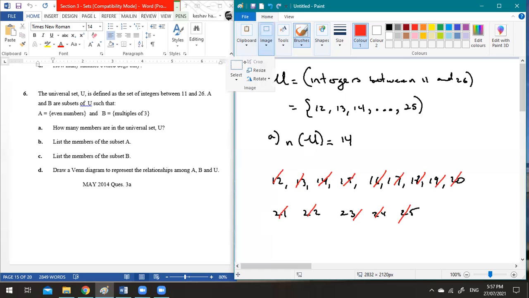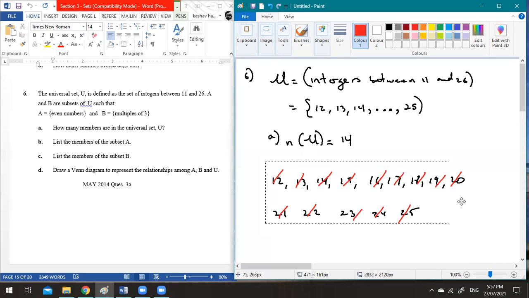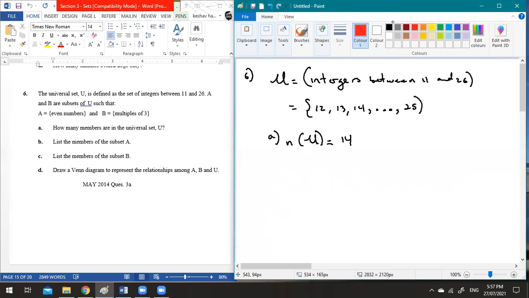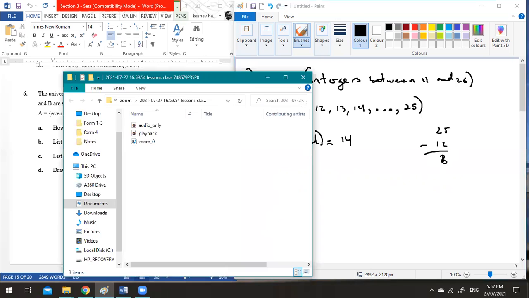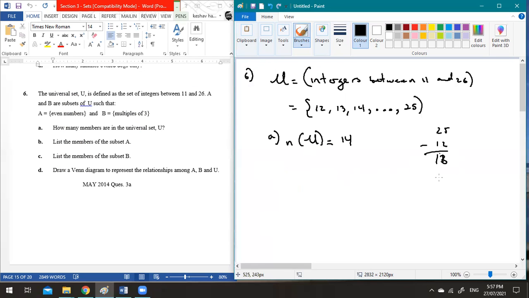So just in case you didn't understand, how do I get 14? Or we could say, now the problem is saying 25 minus 12, you'll get 13. Now, this is wrong, so don't do that. So there are 14 numbers. So you have to count them out. Don't subtract. If you subtract, you're going to get the wrong answer.